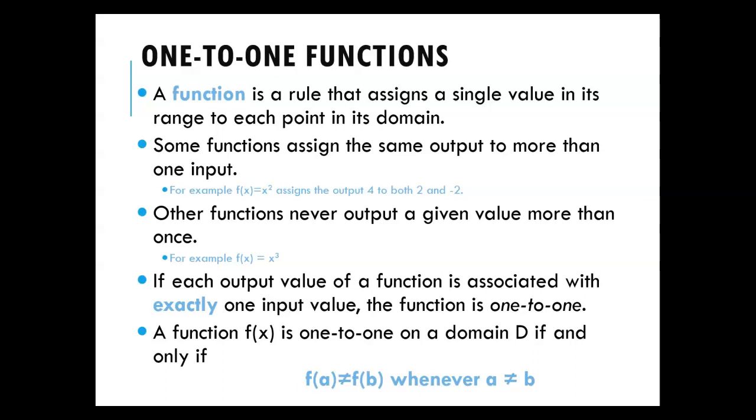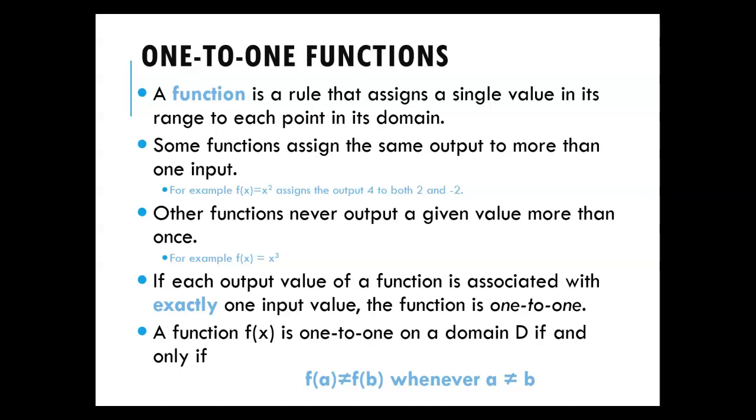A function is the equation that we look at. Functions can assign the same output to more than one input. That's allowed. So, for example, x squared assigns the same output to different inputs. It means that that function is not one-to-one, but it is still a function. So functions are usually just not one-to-one.